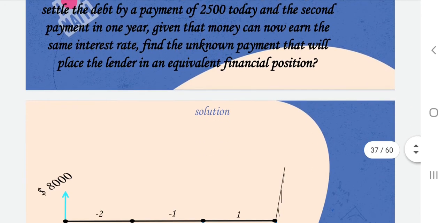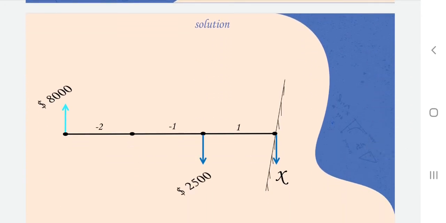We can now draw the timeline. 2 years ago there was $8,000. We will replace this single payment with two payments, one of them now equal to 2,500 and the other after 1 year, which is equal to X. By putting the focal date on X, the main formula will be S for $8,000 equals S for 2,500 plus X.